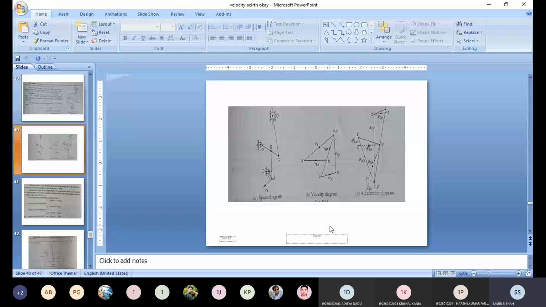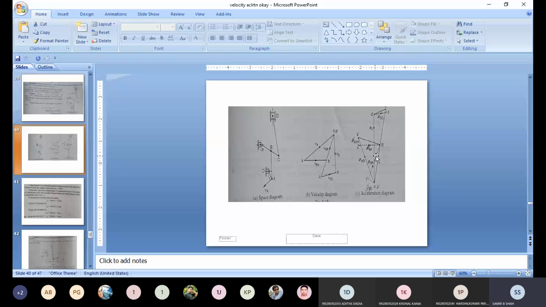As we know, we have the lengths of the links P dash B dash, PB and PC. So we are getting the answer for P dash C dash.